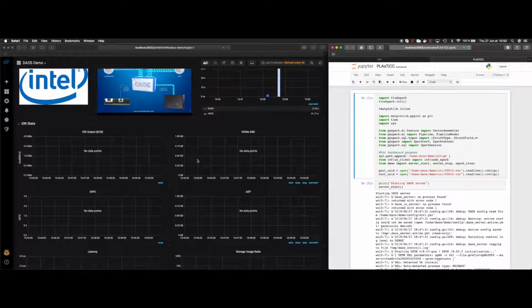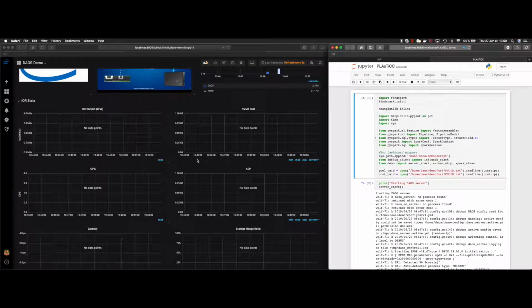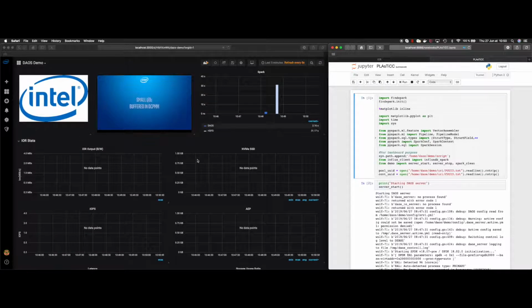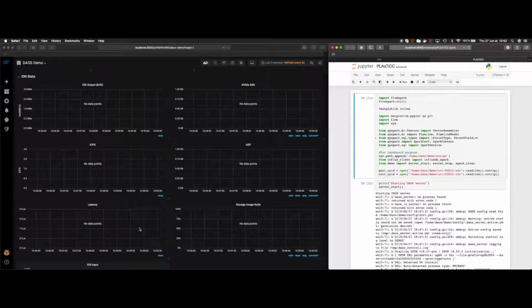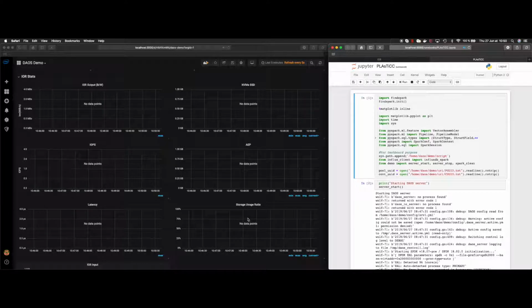Our demo environment that you see here displays several metrics, including the performance we get with Spark over DAOS compared to Spark over HDFS, and all the IOR metrics that include bandwidth, IOPS, latency on the left-hand side.